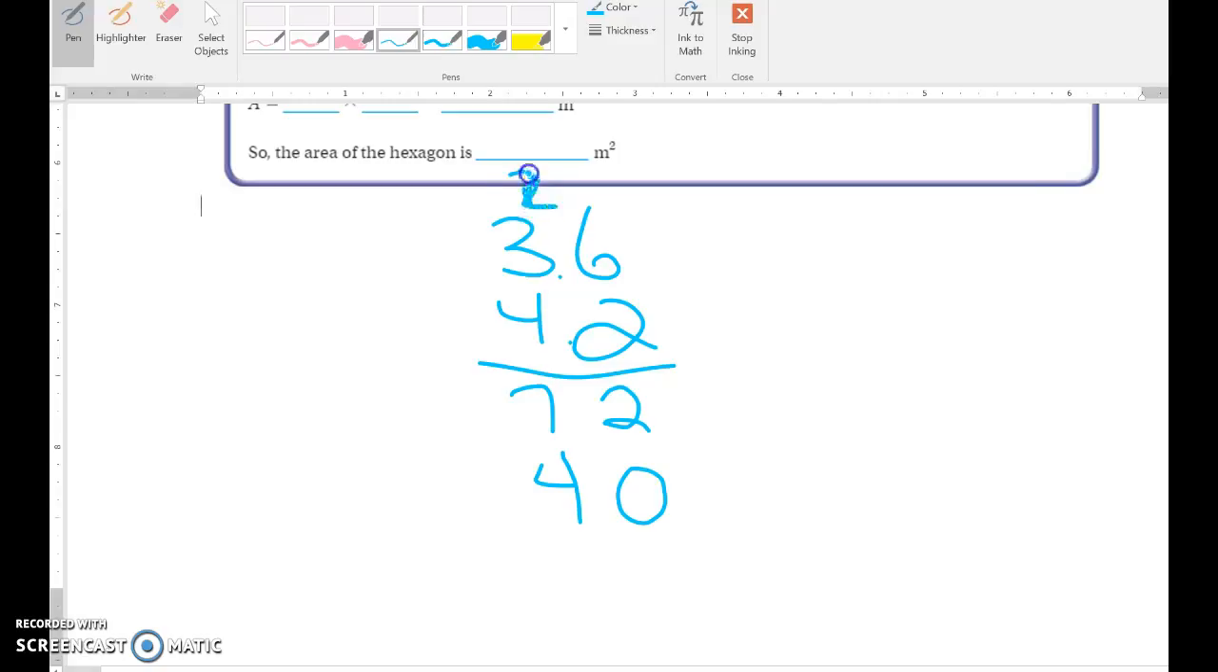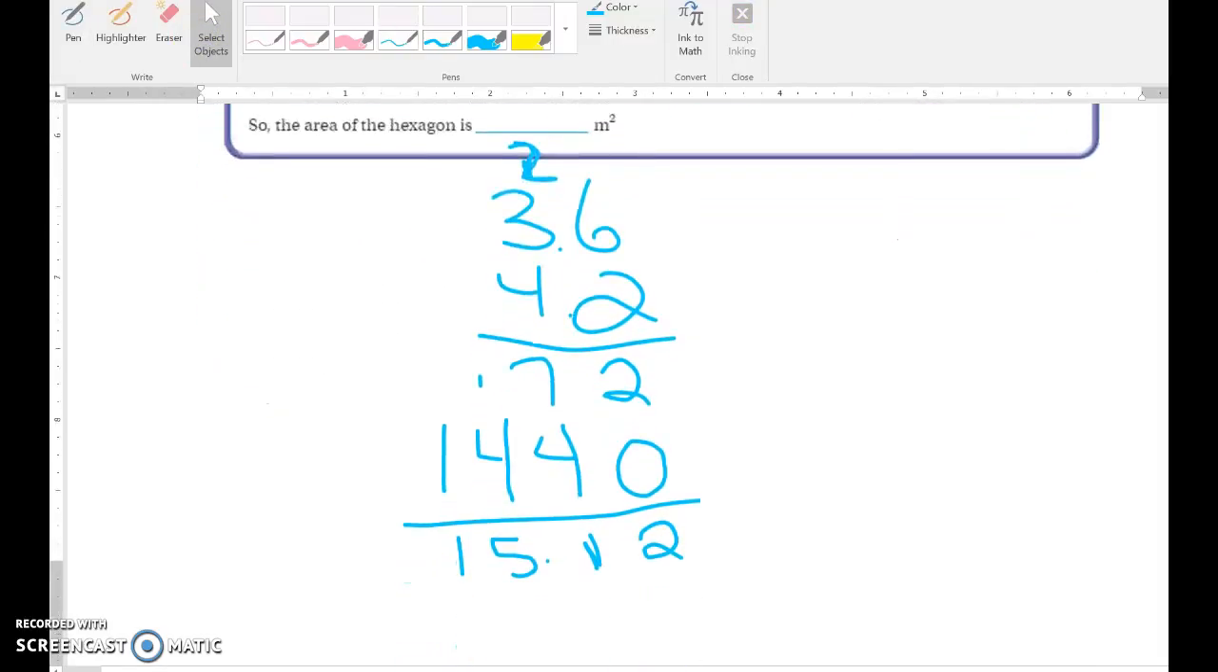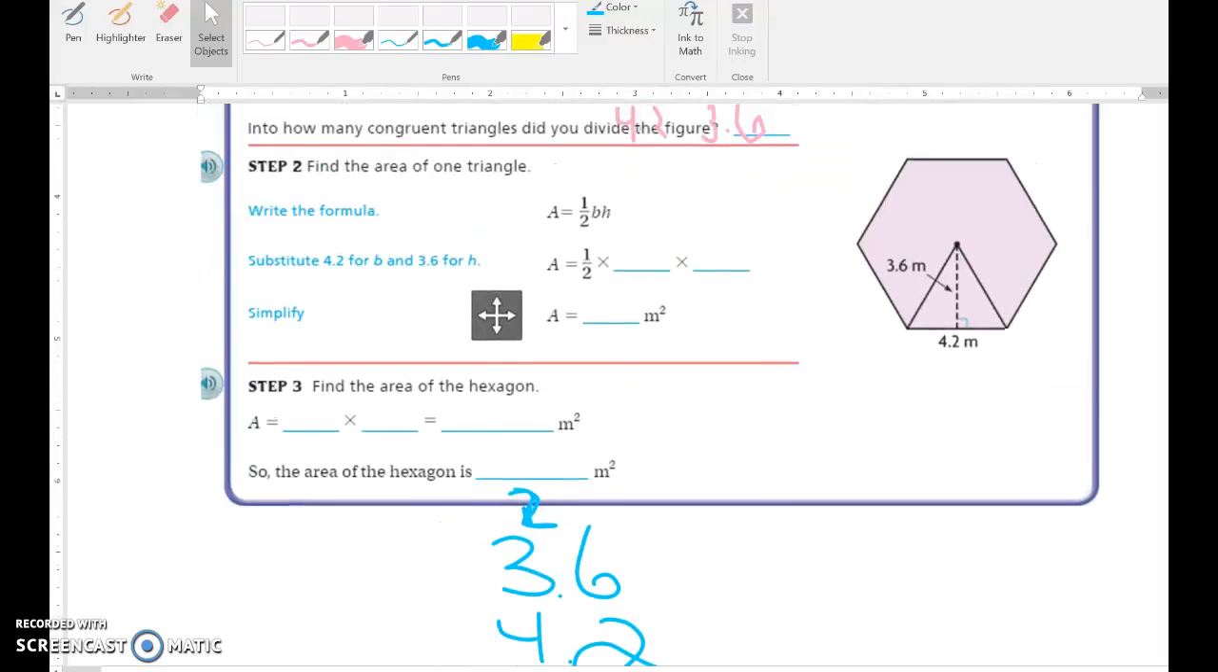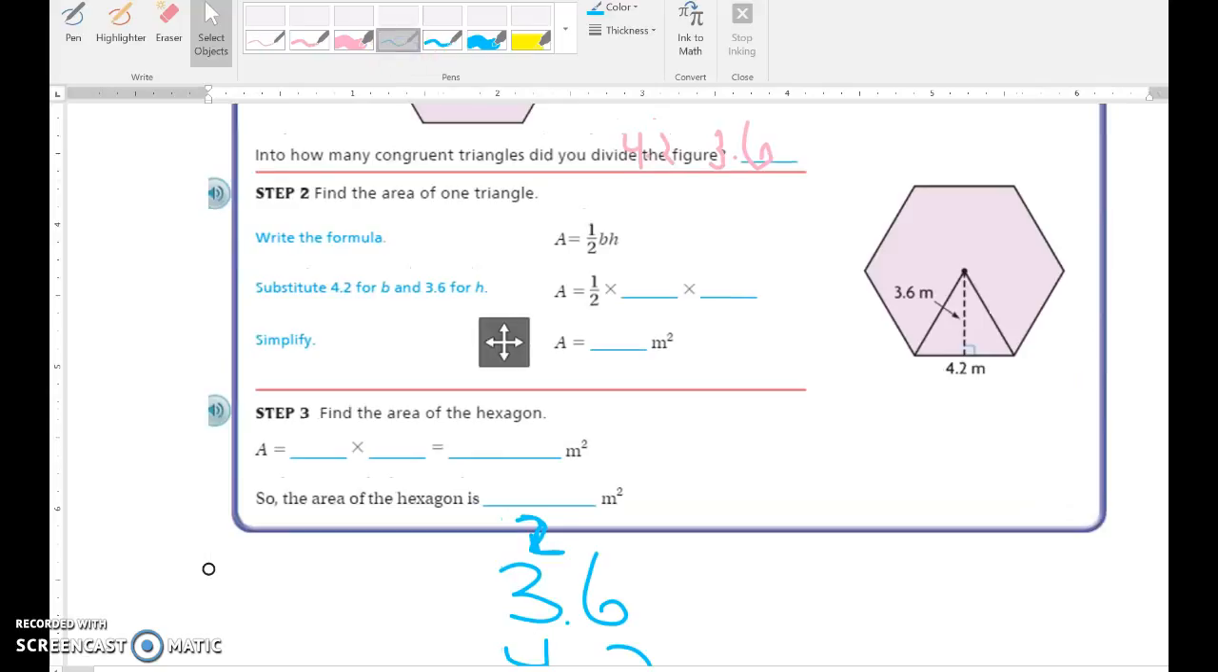Okay, we get rid of that old 1 and we put that 2 in its place. Okay, and if the decimal multiplication is still giving you trouble, come to Math Lab. Okay, so now we have an answer, and 3 times 4 is 12, so the fact that we got an answer of about 15 is much better than our answer of, like, for example, 150. So now we know that it is 15.12 square meters for one triangle of the hexagon.